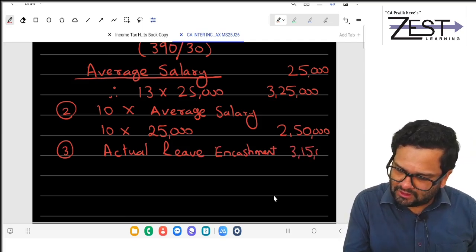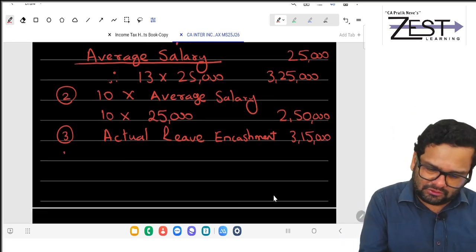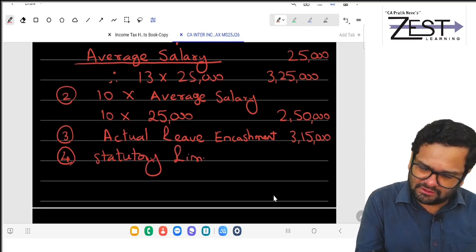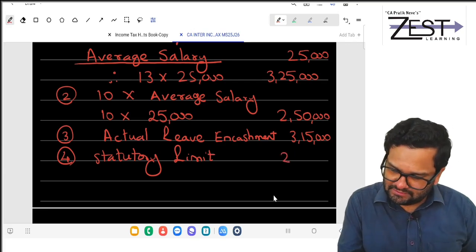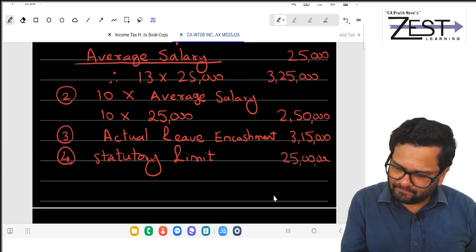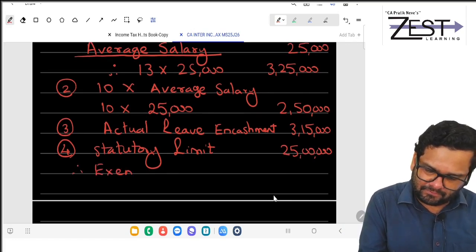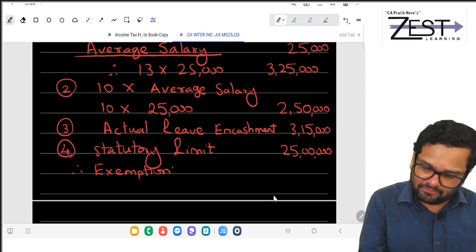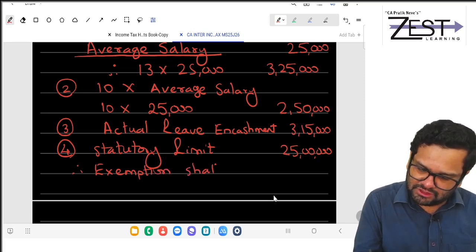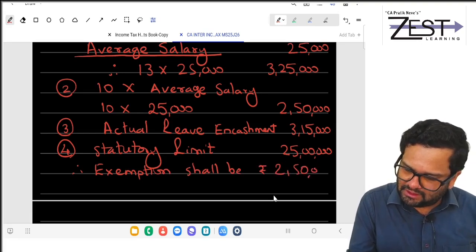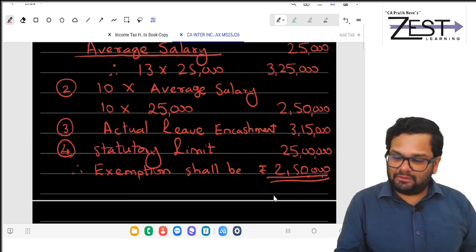3,15,000. 15,000. And fourth, statutory limit. So statutory limit, in this case, is 25 lakhs. So therefore, exemption is no exemption. Exemption shall be rupees 2,50,000 being the least. Please exempt it.